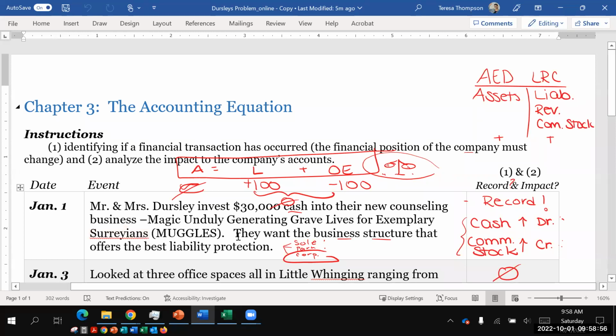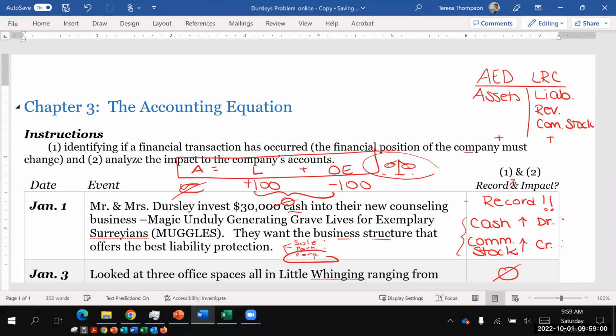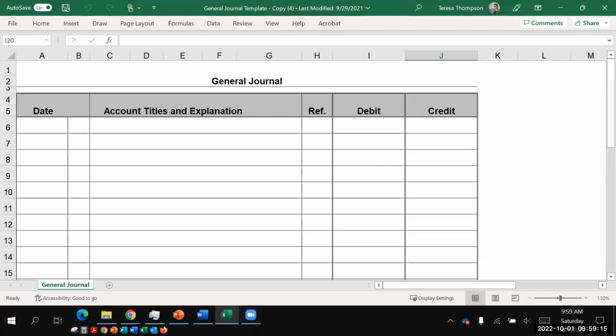All right, so this first one we said, yep, we definitely needed to record it. And we identified the accounts that would be impacted and which account would be receiving the debit, which one would be receiving the credit. We know the only way that we record it is through journal entries. So let's prepare the journal entries. This is for Muggles. January, I think it was 1st. Let me double check.